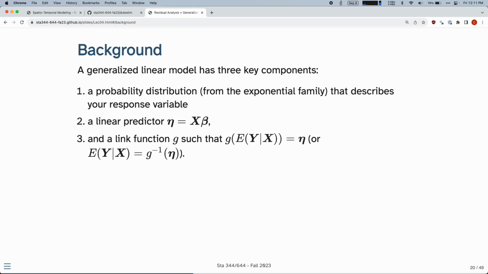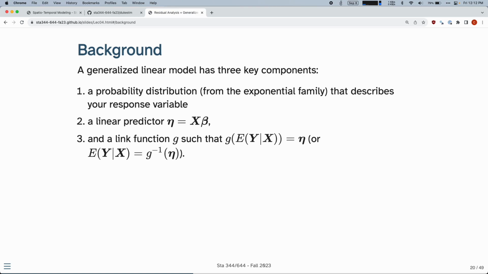So the basic way in which we set this up is we choose a probability distribution, generally from the exponential family, that describes our response variable. So if I'm looking at count data, that's going to be a Poisson or something like that. If I have a binary outcome, then it's a Bernoulli distribution. If it's multiple observations of a Bernoulli, then it's a binomial. If it's multiple classes, then it's a multinomial kind of distribution.